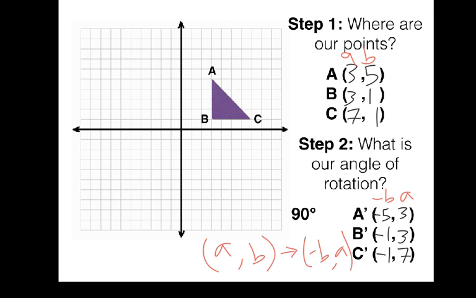1, 2, 3. There it is. 1, 2, 3, 4, 5. Boop. There's going to be A prime, very exact science. -1, 3, I got a boop. Oh man, this is just getting worse. -1, 7, boop.